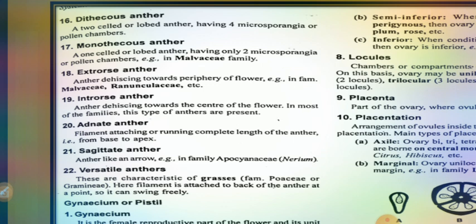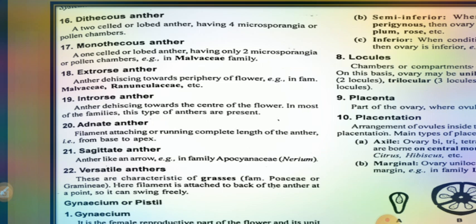And then extrorse anther means anther dehiscing towards the periphery of the flower, and that is in the family Malvaceae and Ranunculaceae. And introrse anther means the anther dehiscing towards the center of the flower. In most families the anthers are of this type, and this is known as the introrse anther.